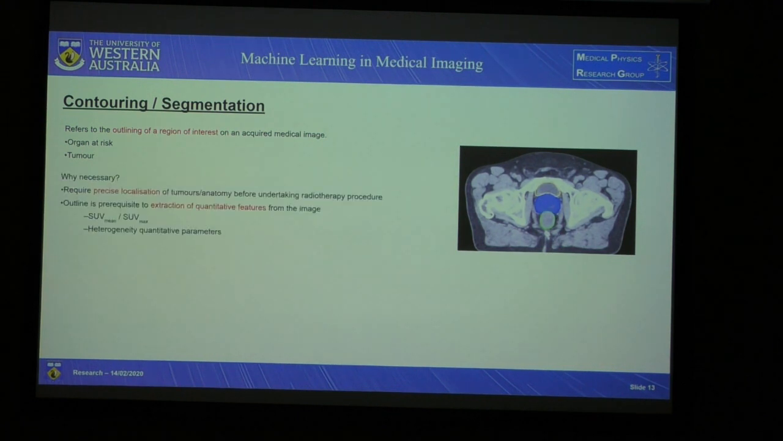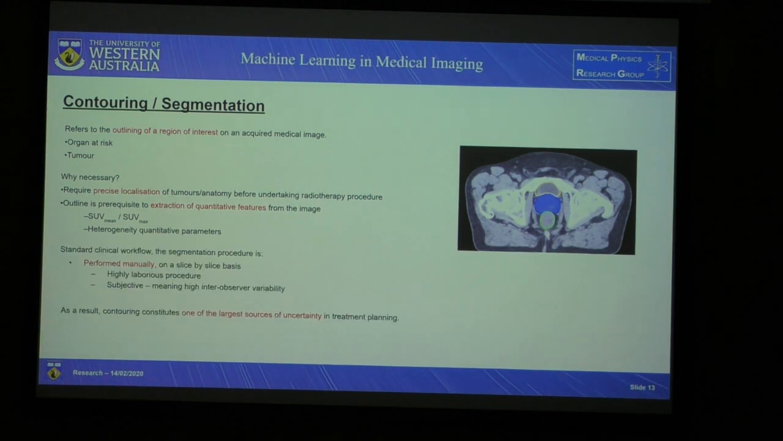Why would it be necessary to contour particular parts of a medical image? Well, first of all, we require precise localization of the tumours and the anatomy before we undertake any radiotherapy procedure. And also because outlining it is a prerequisite for the extraction of quantitative features from the image. So for example, if we were looking at PET images, we may want to extract the standard uptake values, either the mean or the maximum, or we would want to extract other heterogeneity quantitative parameters.